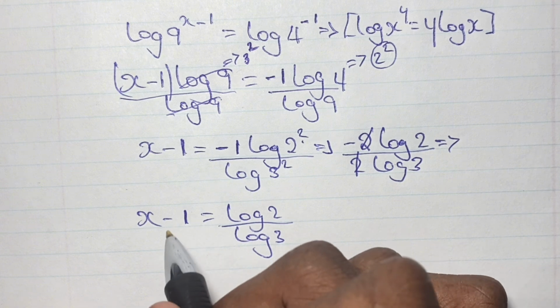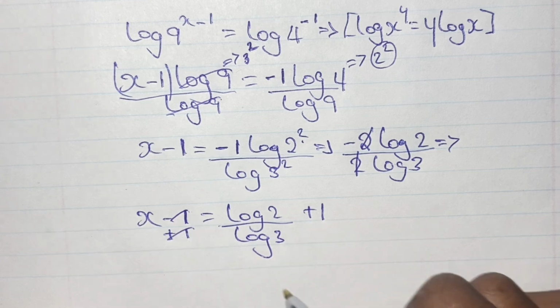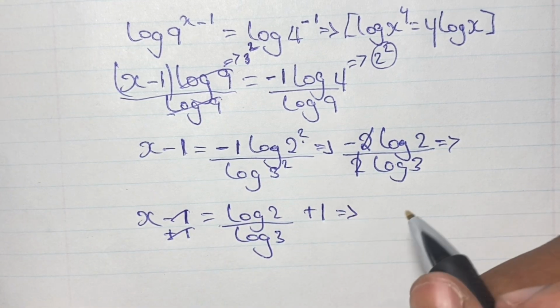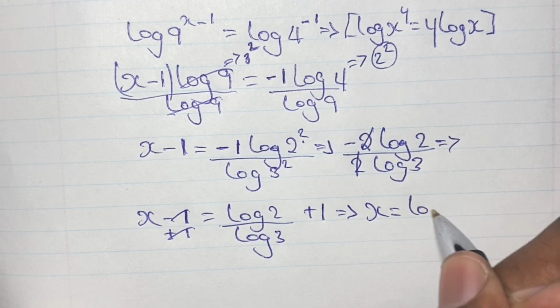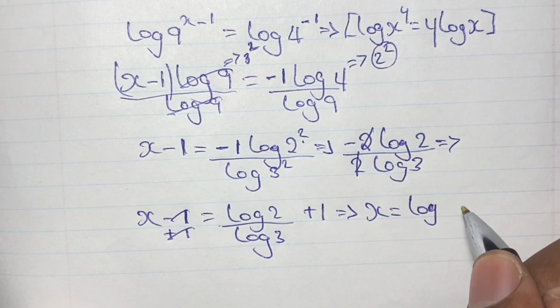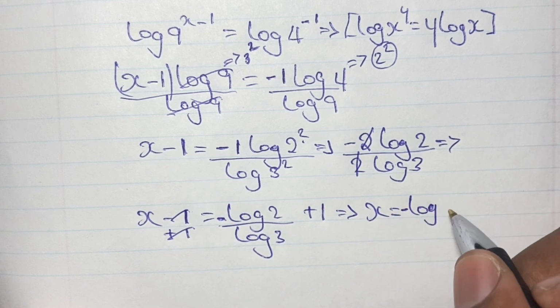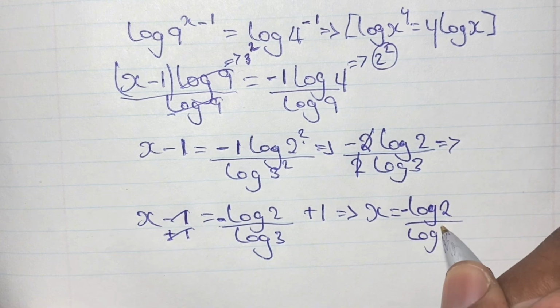And now we can solve for x by adding 1 on both sides of the equation. So 1 will be cancelled out on the left, and on the right we would have negative log 2 over log 3 plus 1. So x therefore equals, we'll put in our negative sign, so we don't forget our negatives, x equals negative log 2 over log 3 plus 1.